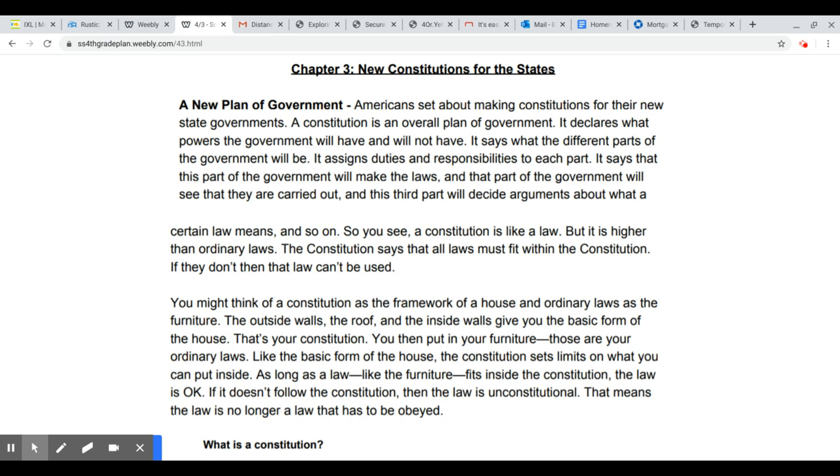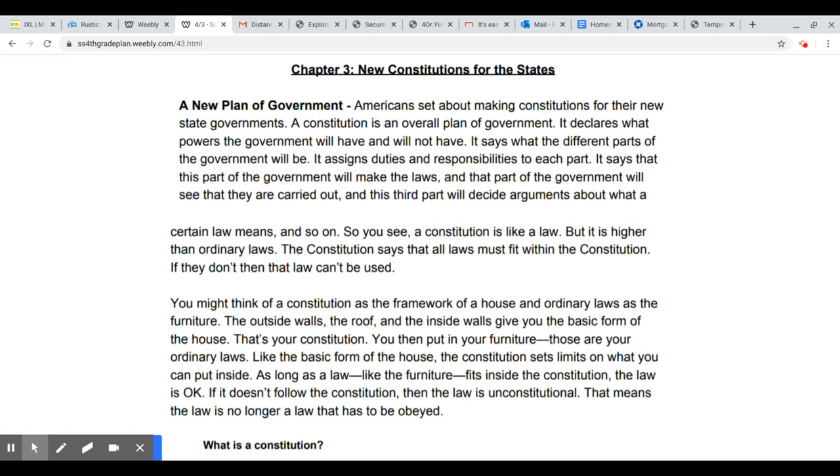It says that this part of the government will make the laws, and that part of the government will see that they are carried out, and this third part will decide arguments about what a certain law means, and so on. So you can say a constitution is like a law, but is higher than ordinary laws. The Constitution says that all laws must fit within the Constitution. If they don't, then that law cannot be used.